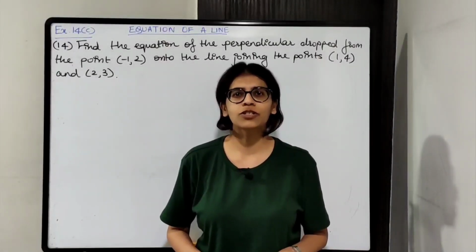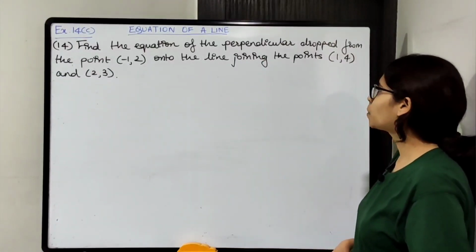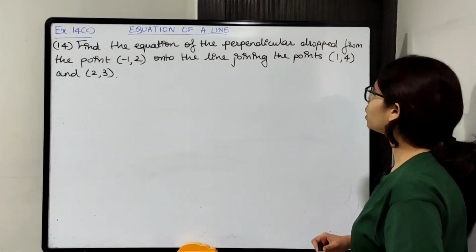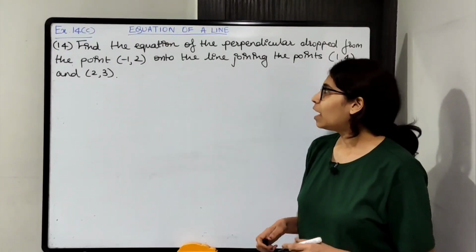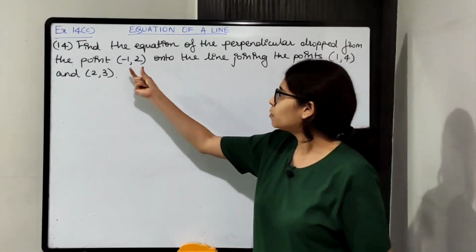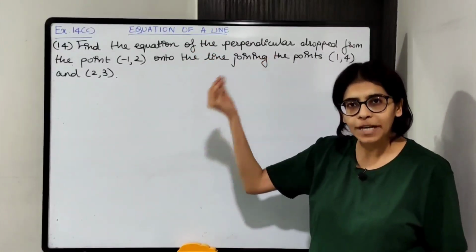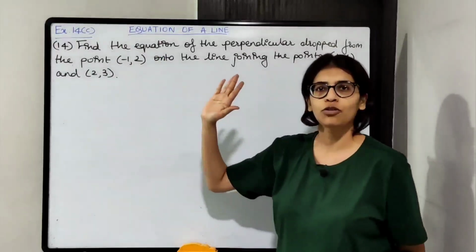Moving on to next question, question number 14. Find the equation of the perpendicular dropped from the point -1, 2 onto the line joining the points 1, 4 and 2, 3. We have to find the equation of the perpendicular dropped from the point -1, 2. Dropped from the point means you are drawing a perpendicular from this point.